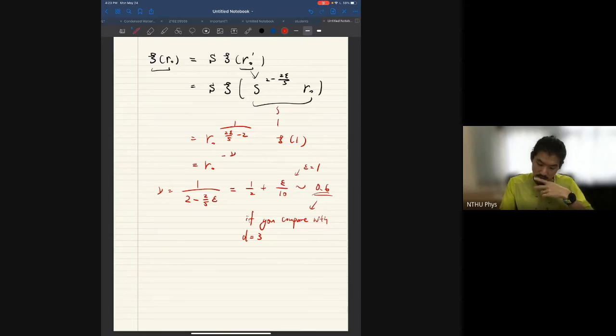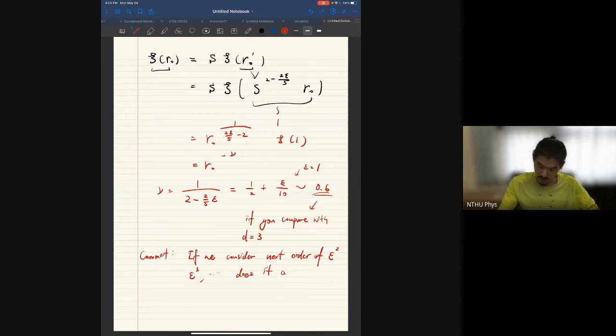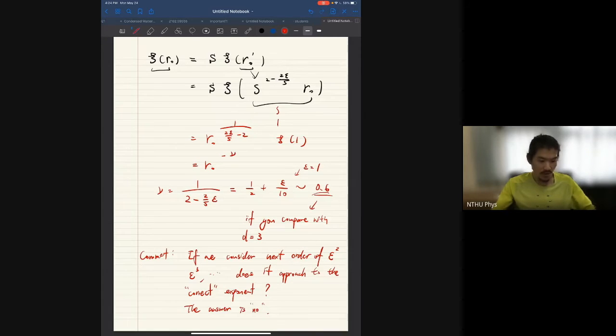Okay, so that is almost the same. Now comment. If we consider the next order, of epsilon squared, epsilon cubed, does it approach the correct exponent? Okay, the answer is no, because it may not be a convergent series. Okay, that is the quick answer.